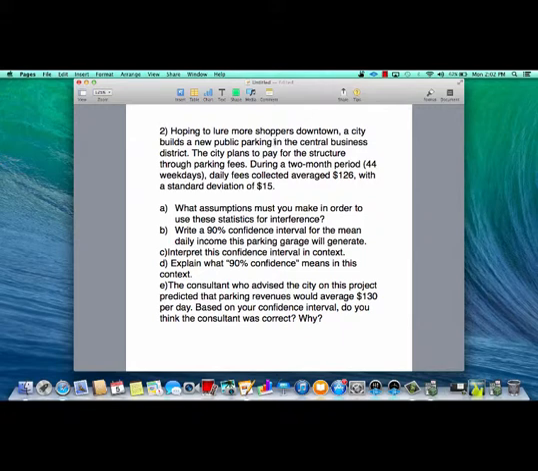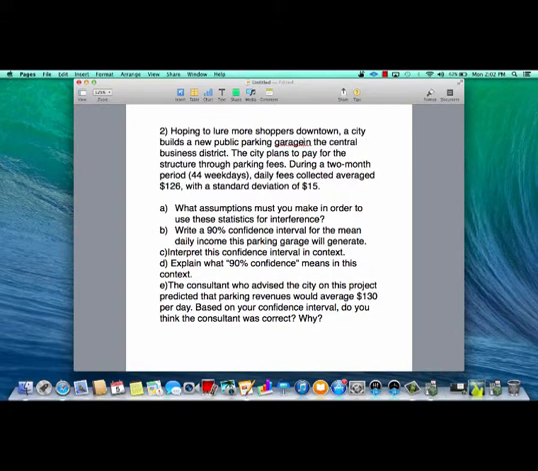The city plans to pay for the structure through parking fees. So I need to change that to garage real quick. That's killing me. During a 2-month period, which is 44 weekdays, daily fees collected averaged $126 with a standard deviation of $15.